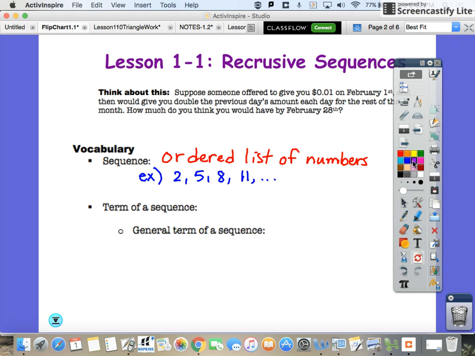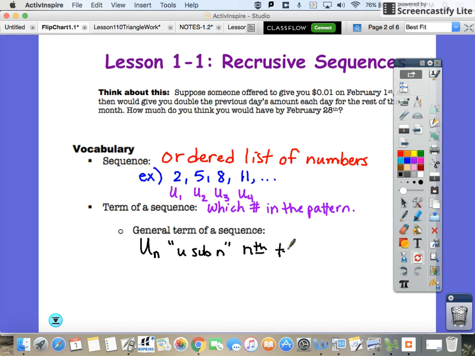Now there's something called a term of a sequence. A term of a sequence is like what number in the pattern. For example, this is the first term, so it would be u sub 1. This is the second, so it would be u sub 2. This is u sub 3, u sub 4. There's something called a general term, and what we say for that is u sub n. This represents the nth term of the sequence.